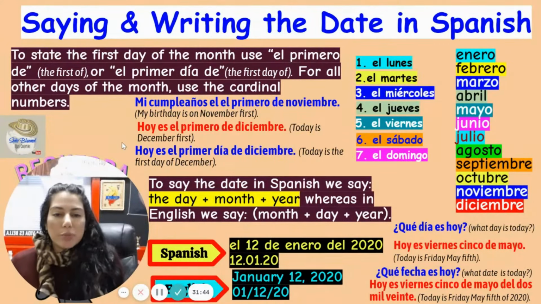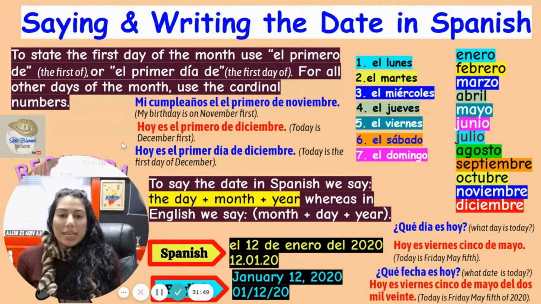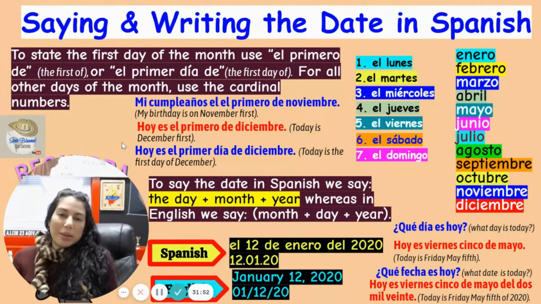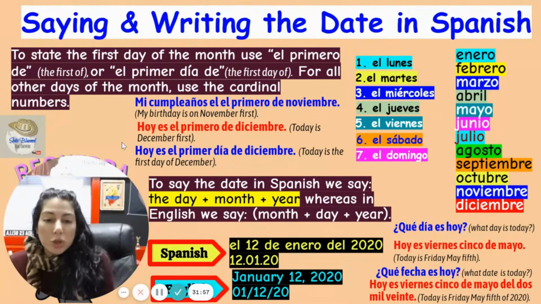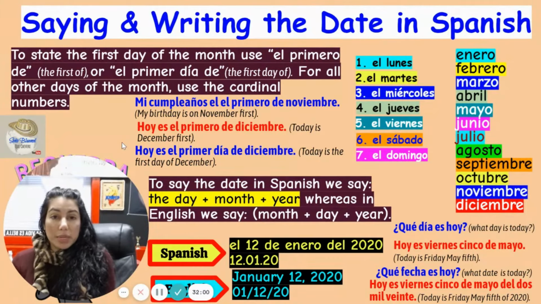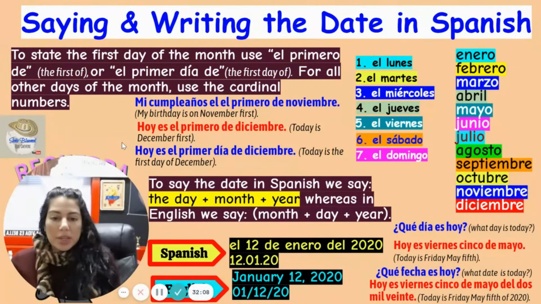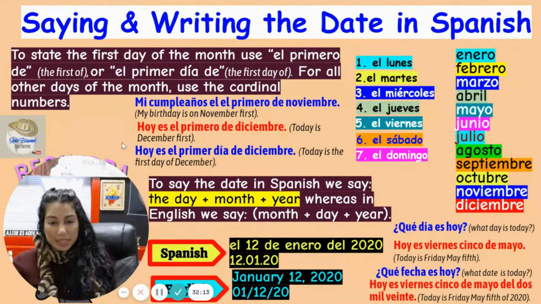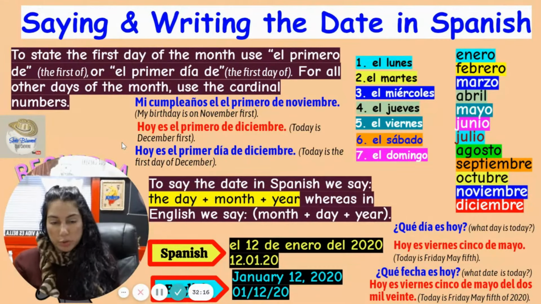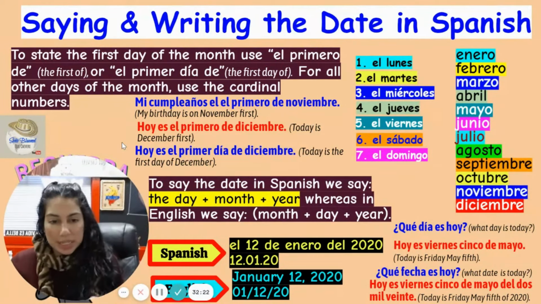To say the date in Spanish, we first say the day, and then we say the month, and then we say the year. Whereas in English, we say the month first, and then the day, and then the year. So in Spanish, it would be el 12 de enero del 2020, and then the abbreviated form would be 12.01.20. And in English, you would say January 12, which is 01/12/20. So just pay attention to that in Spanish. First, we put the day. We write that number.